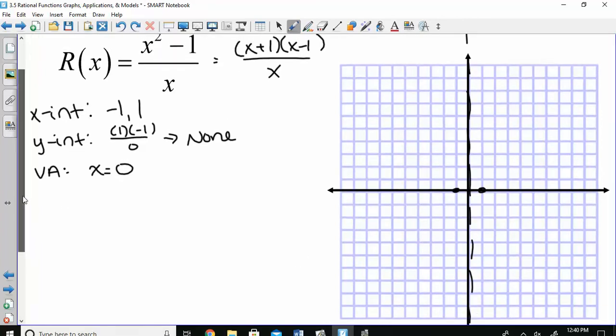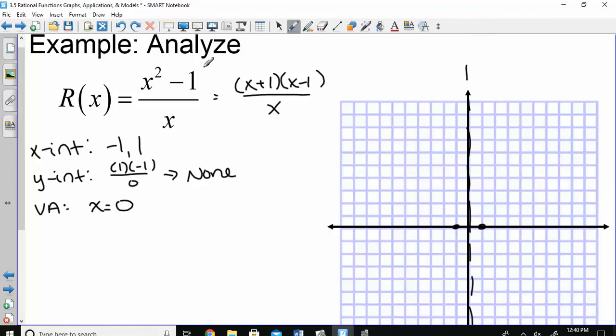Now we have to decide horizontal or oblique. So to do that, we look at the degree. The original, the degree on top is 2, the bottom is 1. Remember, if the degree on top is smaller, it's horizontal, y equals 0. Same degree, it's horizontal, you divide leading coefficients. The one case where we get oblique is when the top degree is 1 bigger.